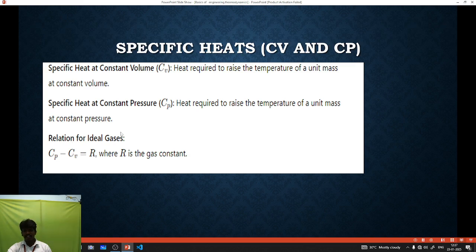The relation for ideal gases: Cp minus Cv equals R. The difference of the specific heat at constant pressure and the specific heat at constant volume is equal to the gas constant R.